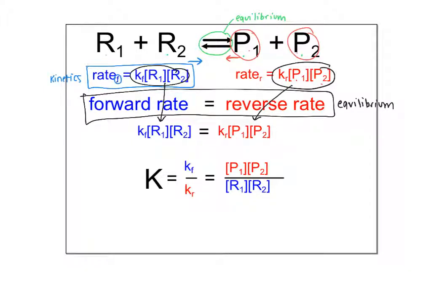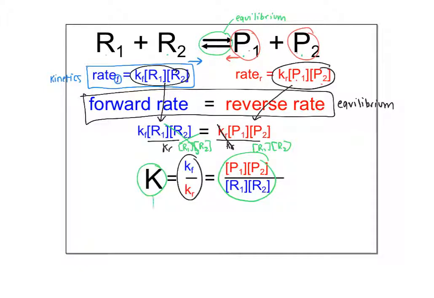Okay, what if I rearrange and get the k's on the same side? So what if I take both sides and divide this side by kr and this side by kr? That'll give me this, because those will cancel. And then what if I go a second time and divide both sides by the concentration R1, concentration R2? What you do to one side, you have to do to the other. So those cancel, and we're left with this expression. So instead of saying kf divided by kr, I'm going to give it a new k, a capital K. So these rate constants, kf divided by kr, give me my big K.